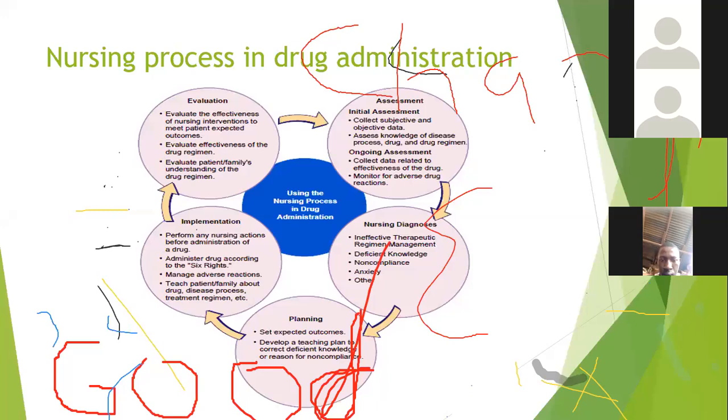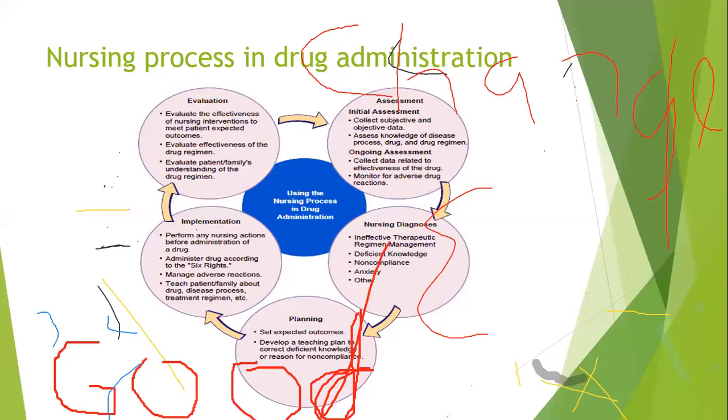Implementation is just carrying out a plan of action and is a natural outgrowth of the assessment and planning phases of the nursing process. In the implementation phase, you have to perform the nursing action before administering the drug. And you have to administer the drug according to the 6 rights. It depends on the text you are using. There are different perspectives to this. You can say we have 4 rights, some texts will tell you we have 6 rights, some texts will tell you we have 8 rights.